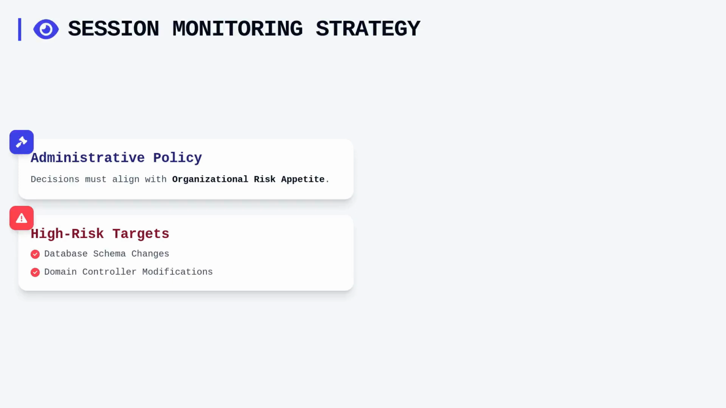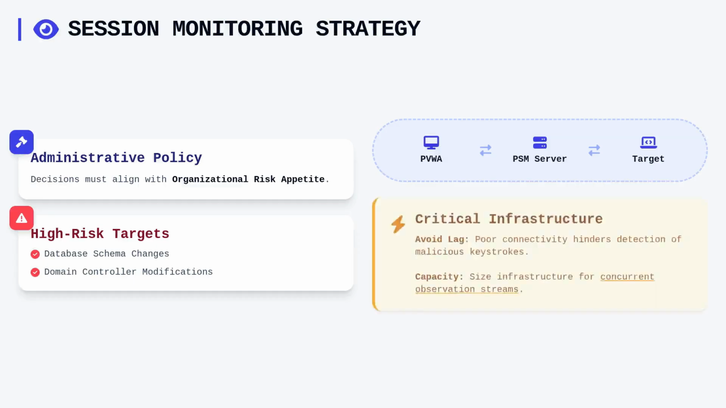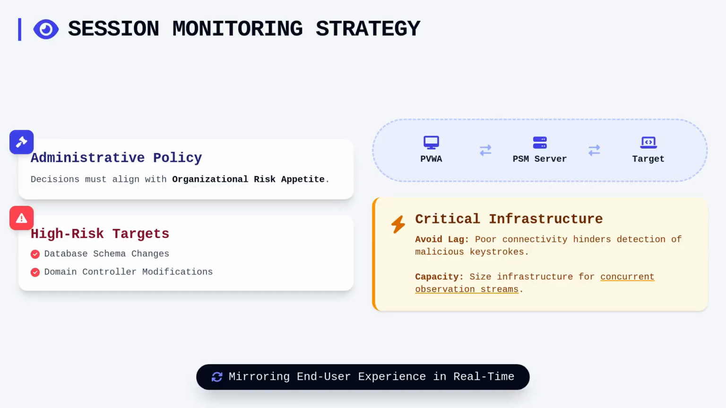When you are watching a session, the PSM ensures that the observer experience mirrors the end-user experience, providing a synchronized view of activity. From a technical perspective, this functionality relies on the established connection between the PVWA, the PSM server, and the target machine, which is why network connectivity and performance are critical. If the observer experiences significant lag in the display, it can hinder the ability to detect malicious keystrokes or unauthorized command execution effectively. Therefore, ensure that your monitoring infrastructure is sized correctly to handle the additional overhead of concurrent observation streams without impacting the primary session performance of the user.